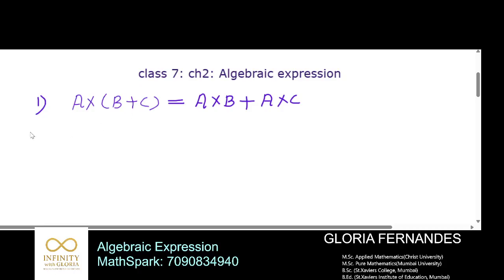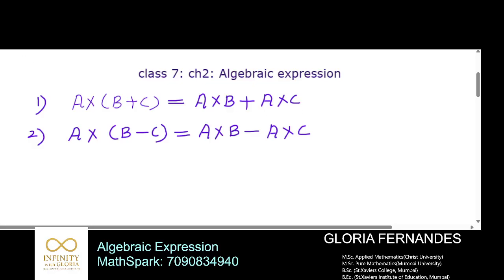Now instead of plus, suppose you have a minus, let's say A times B minus C. We are going to do it the same way, that is A times B minus A times C. So whenever it is a plus, plus remains, whenever it is a minus, it is minus.